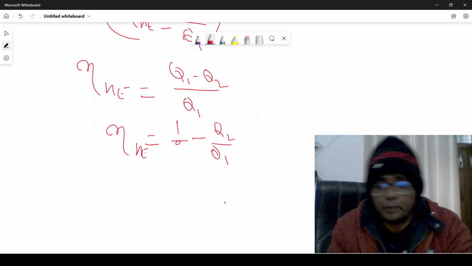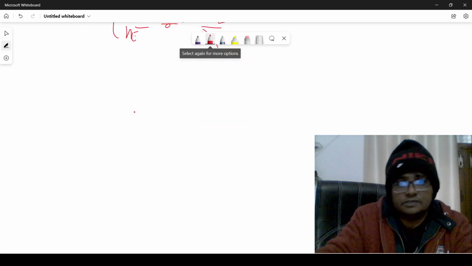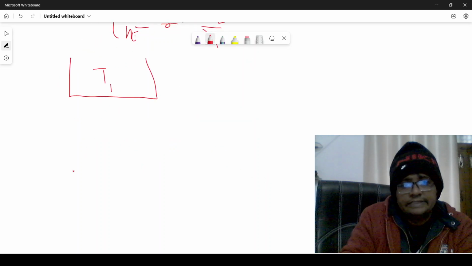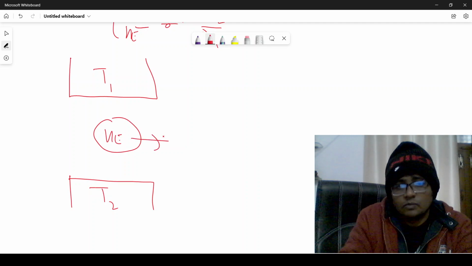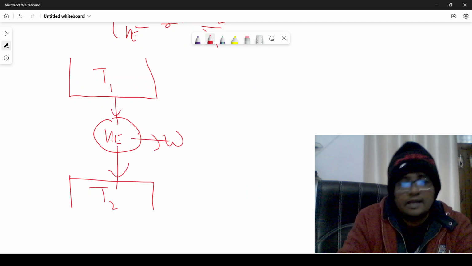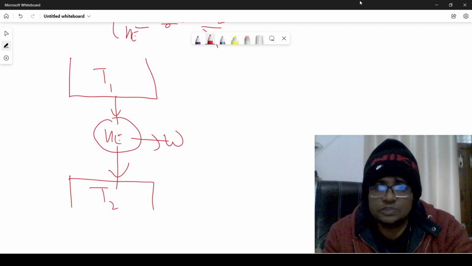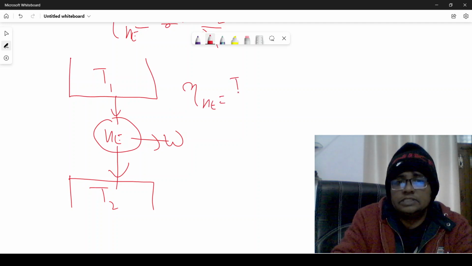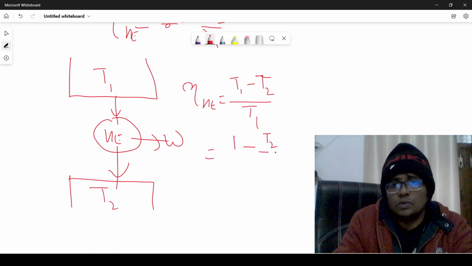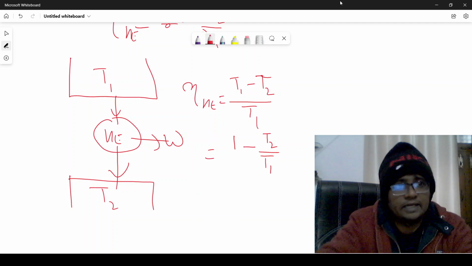Suppose in your numerical problem you have the values of the temperatures of the source and the sink, T1 and T2, and here you have the heat engine doing some work W on the way. We have not been given the values of Q1 and Q2, the heat interactions with the source and the sink. In that case, we can write the efficiency of the heat engine as T1 minus T2 by T1, and hence it will be 1 minus T2 by T1. You can directly solve your numericals based on this. Now we come to the heat pump.